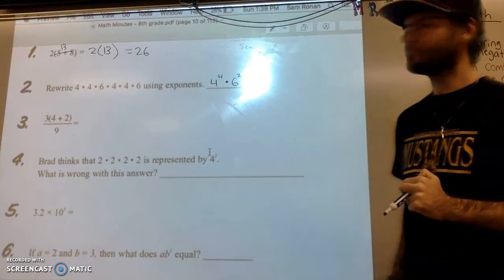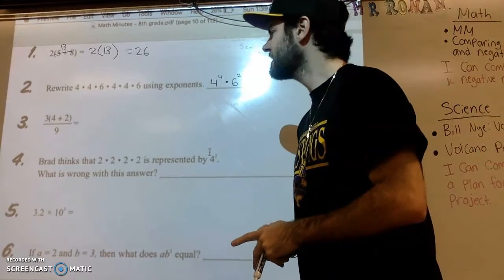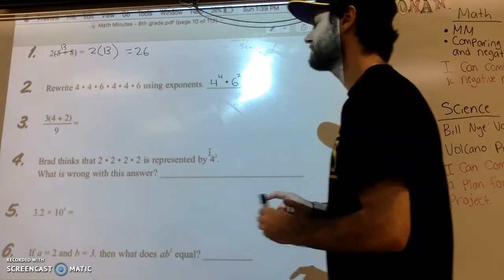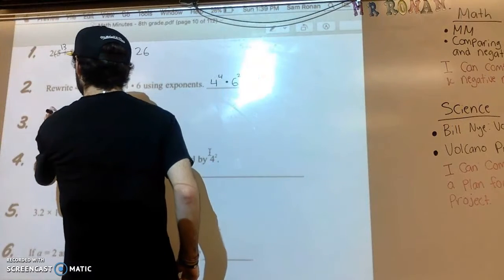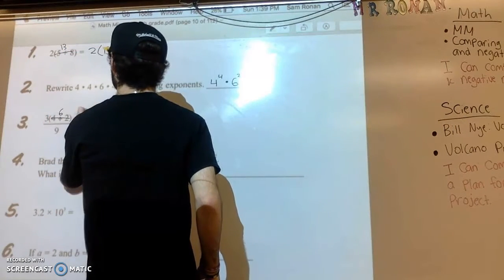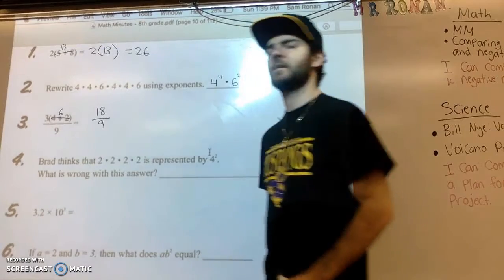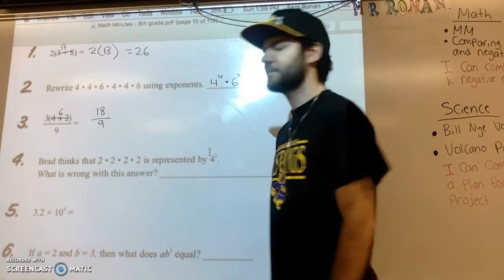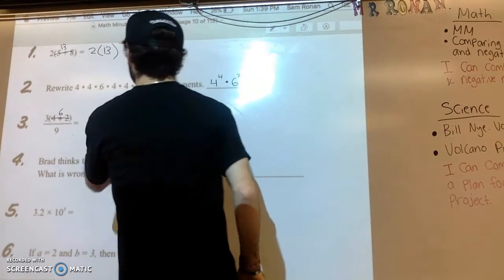Okay? Number 3, we have 3, and then in parentheses, 4 plus 2 over 9. Let's do parentheses first. So 4 plus 2 is 6. 3 times 6 is 18. So with 9 in the denominator, we could read this as division. We could read this as 18 divided by 9. And that's going to give us 2.